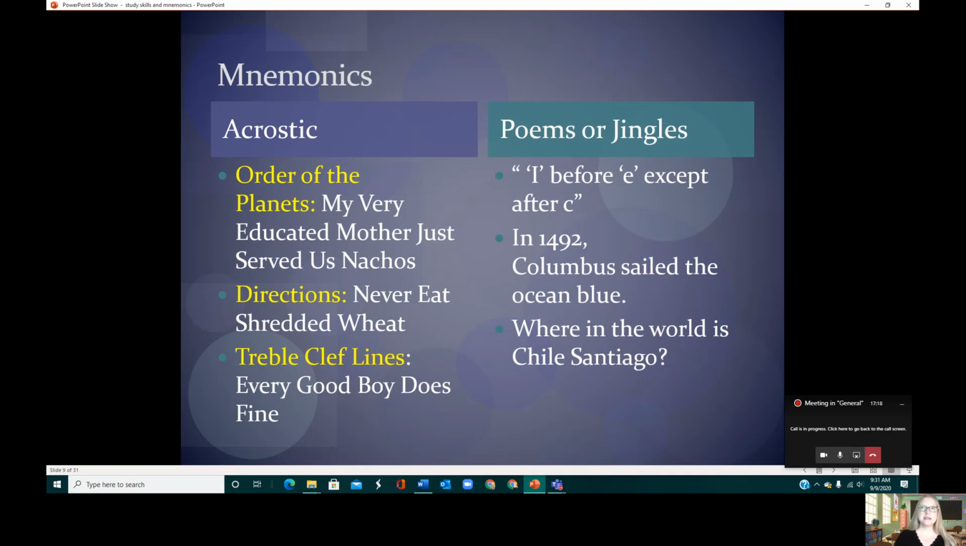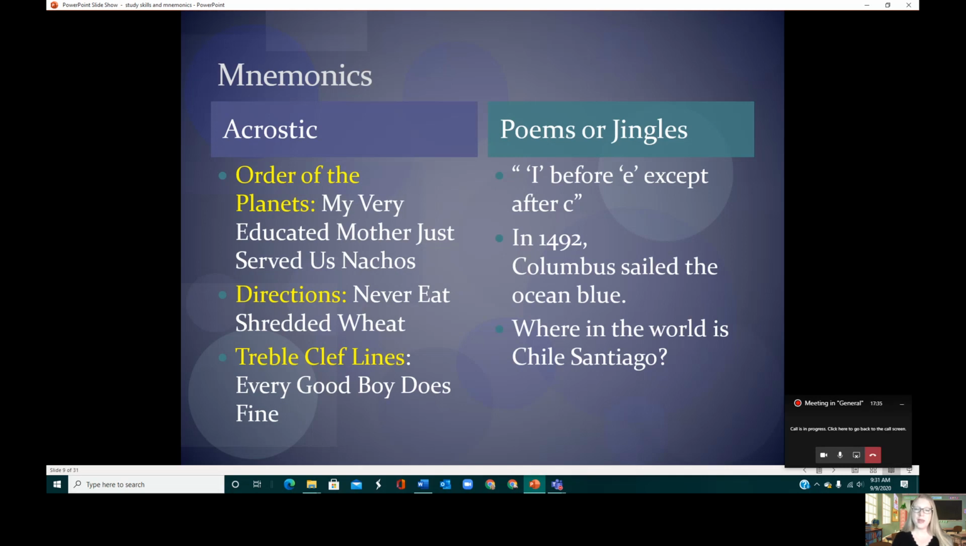I remember to this day, at 40 years old, that old school show and song, Where in the World Is Carmen Sandiego? Do you remember that? If you're a parent, you probably do.